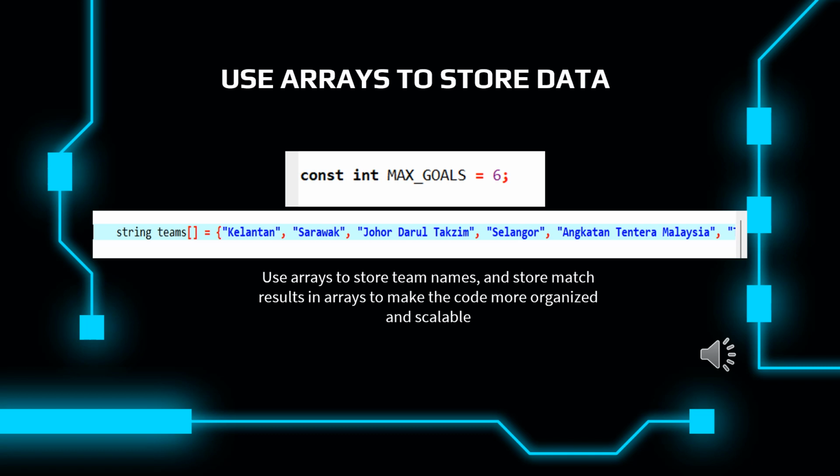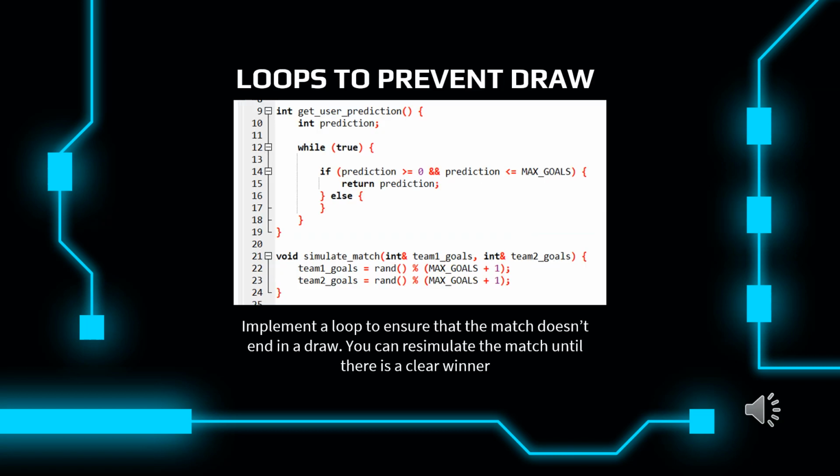Use arrays to store data. Use arrays to store team names and store match results in arrays to make the code more organized and scalable. Use loops to prevent draws. Implement a loop to ensure that the match doesn't end in a draw. You can re-simulate the match until there is a clear winner.